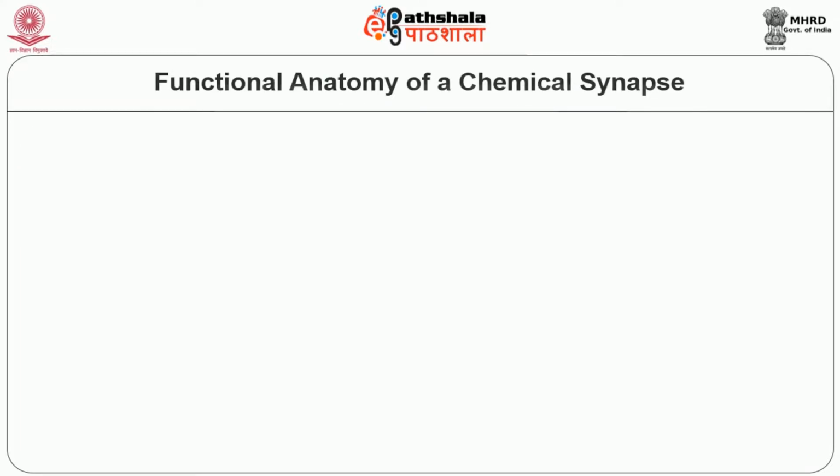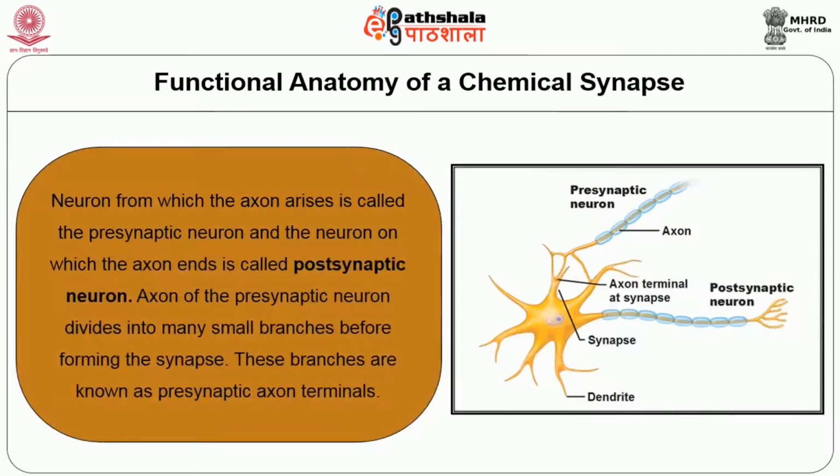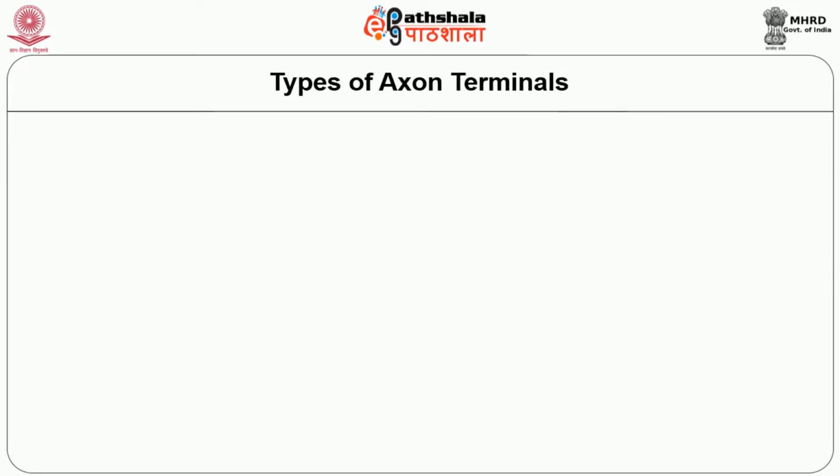Coming to the functional anatomy of chemical synapse, the neuron from which the axon arises is called the presynaptic neuron, and the neuron on which the axon ends is called the postsynaptic neuron. Axon of the presynaptic neuron divides into many small branches before forming the synapse, and these branches are known as presynaptic axon terminals. Now let us see about the types of axon terminals.